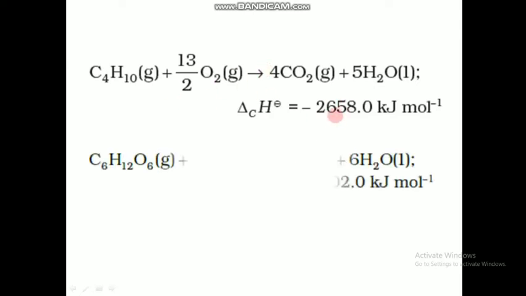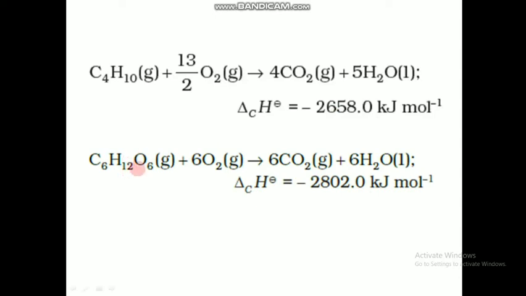Now we will see another example. C6H12O6, nothing but glucose. So glucose plus oxygen giving CO2 plus H2O. This is another combustion process. And the enthalpy of combustion here is minus 2802.0 kilojoules per mole. In both the cases, we have an exothermic reaction as it is showing a negative sign.